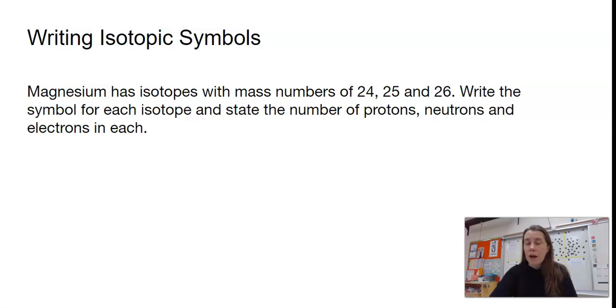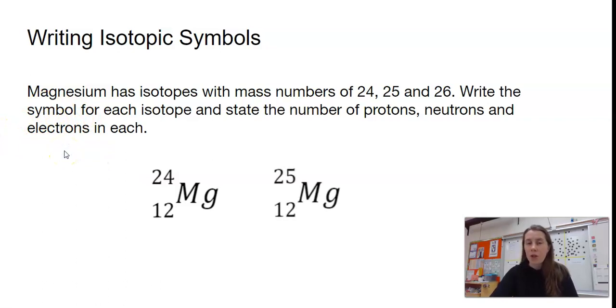Okay, so to write the symbol for each of those, we would write the magnesium symbol, the 12, because magnesium always has 12 protons, and then the number up here is going to be the mass. And if the mass is 24, we already know the protons is 12, so that means the neutrons must also be 12. And because we have a neutral element here, our electrons are also 12.